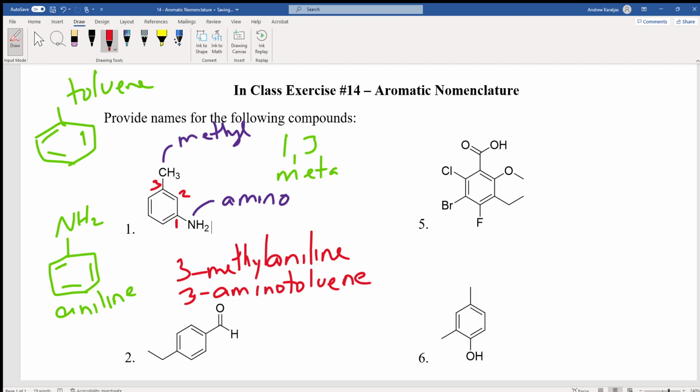But also remember the meta, or M, is our abbreviation for meta, and it is in many cases more common than using the numbers when we have two substituents on the aromatic ring. And so in either one of these cases, we could have used an M or meta instead of the 3. And probably our most commonly used name for this compound would be m-methylaniline.